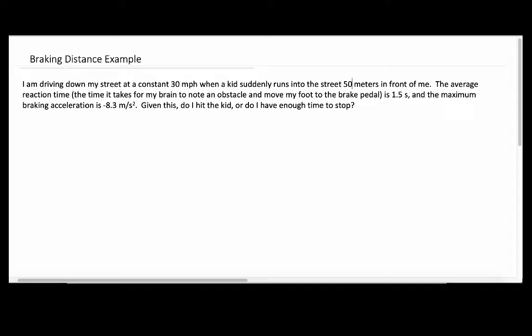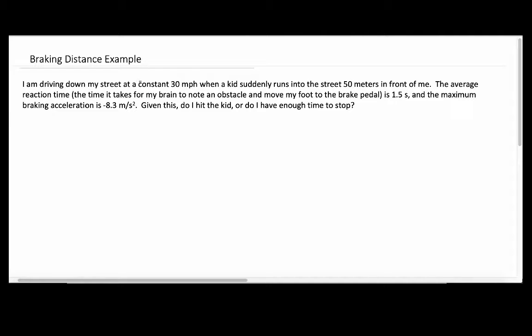The average reaction time is 1.5 seconds, and the maximum braking acceleration of a normal car like a Nissan Maxima is negative 8.3 meters per second squared. Given this, do I hit the kid or do I have enough time to stop?